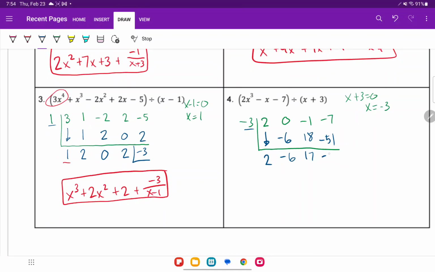And when we combine those, we get negative 58. And I'm just going to verify my work here. So 2, negative 6, negative 6, 18, 17. Yep, looks good. All right. So again, we look at our leading term of the dividend. It is 2x to the 3rd, and it's a power x cubed. So that means this starts going at 2x squared minus 6x plus 17 plus my remainder over my divisor.